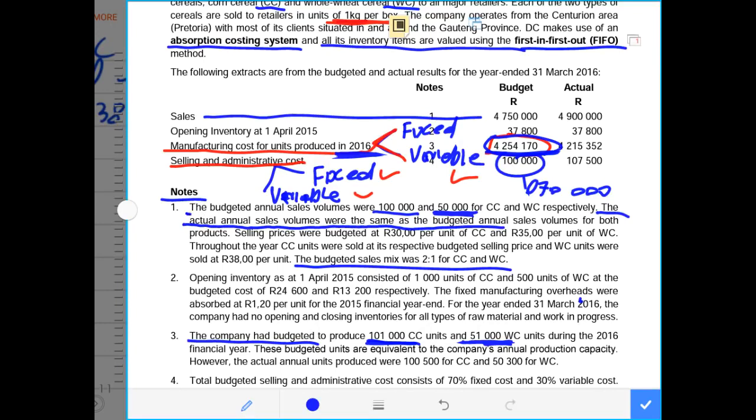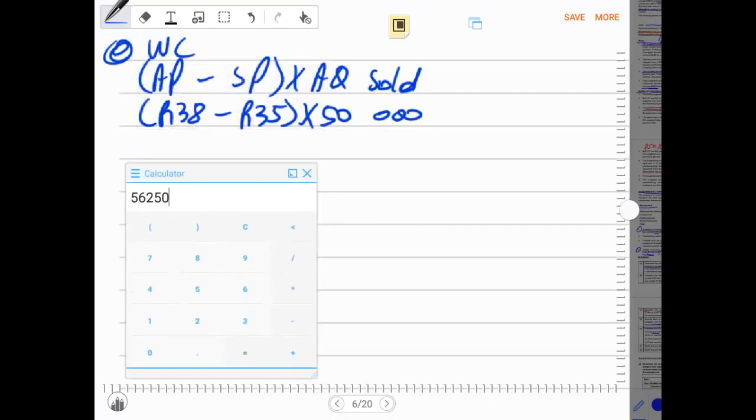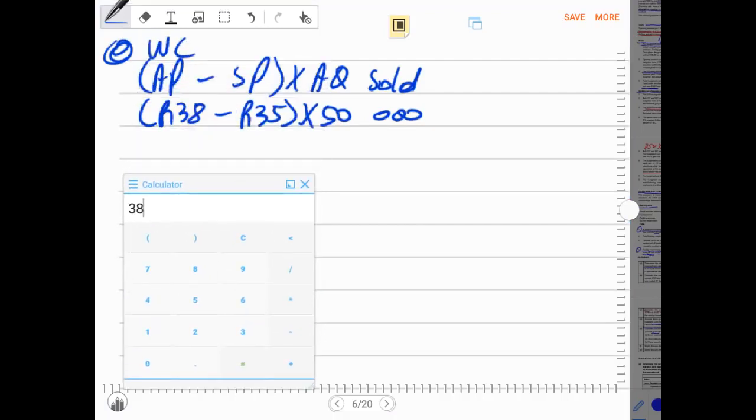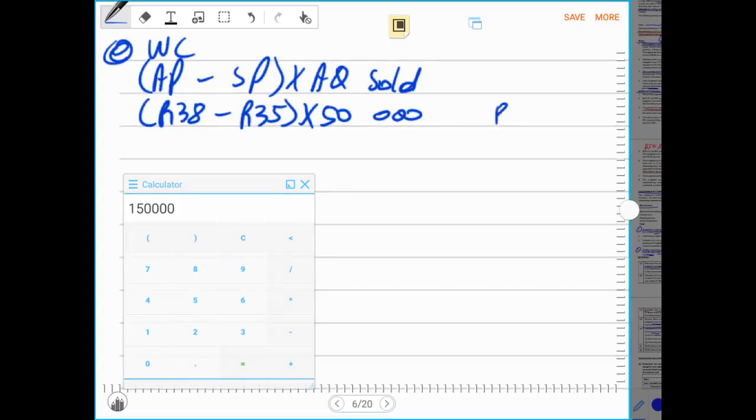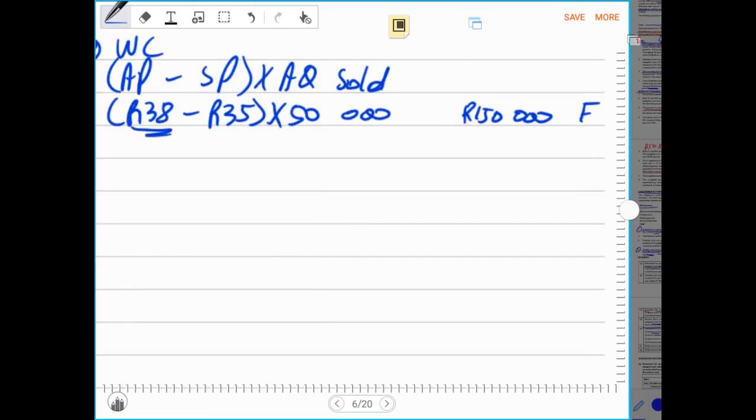So the company had budgeted annual sales of 50,000 for product WC. So that's why now I have to multiply that by the 50,000 units that this company actually sold. So now this will be 38 minus 35, times 50,000, and it will give me 150,000 rand of variance that is favorable. So this variance is favorable because we sold our inventory at a higher price than expected.